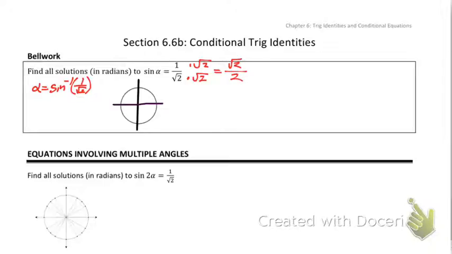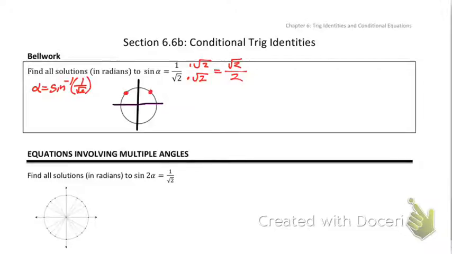Okay, so I look at where sine is square root of 2 over 2. The first thing I'm going to think about is this whole answer. Sine is positive in this quadrant, and sine is positive in this quadrant. We have a positive answer, so we're going to have something in this quadrant, and something in this quadrant. So just thinking about it, I'm going to put my points where they're actually going to be.